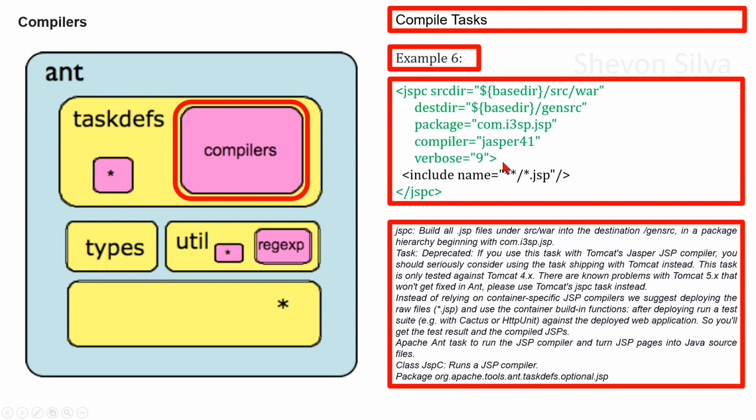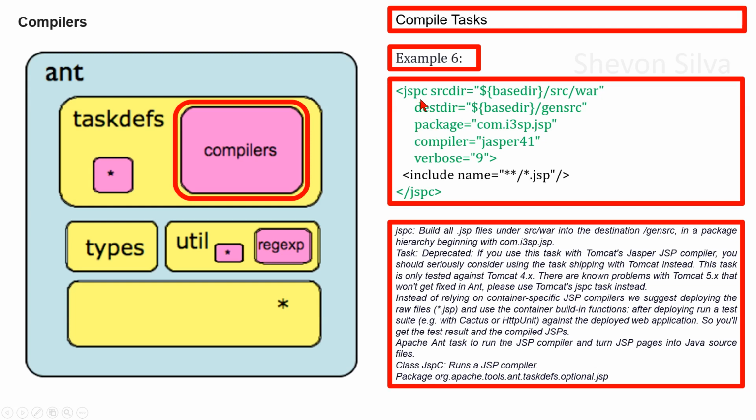Now we are considering JSPC. Here, build all JSP files under /src/var into the destination /gen src in a package hierarchy beginning with com.i3sp.jsp.